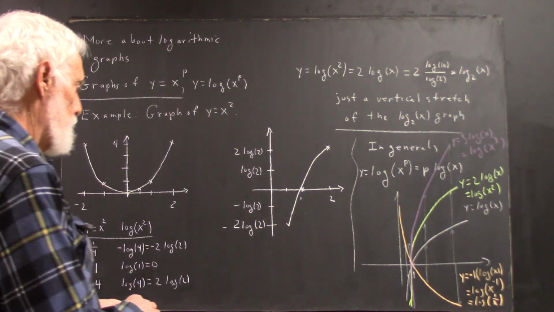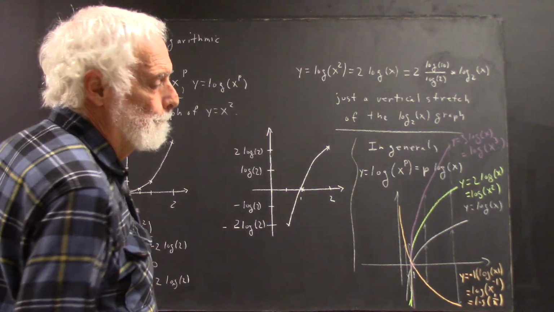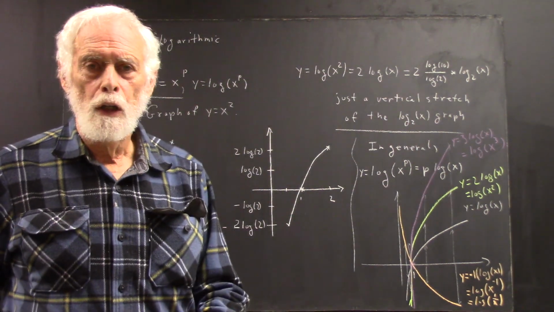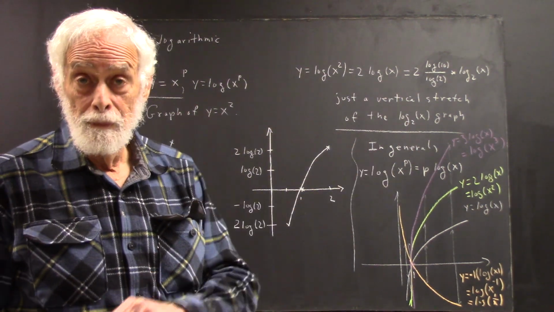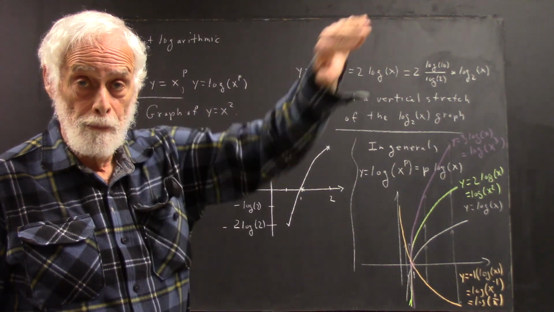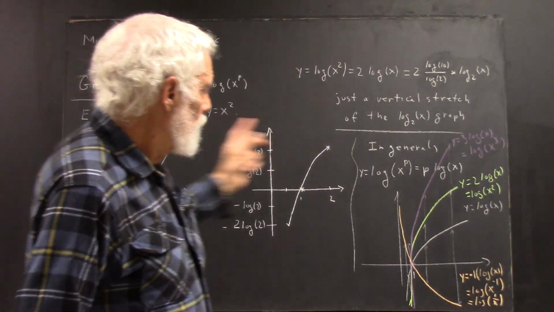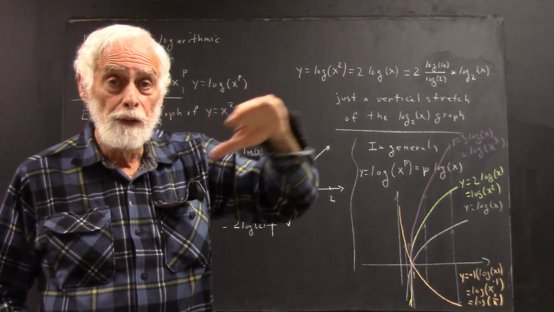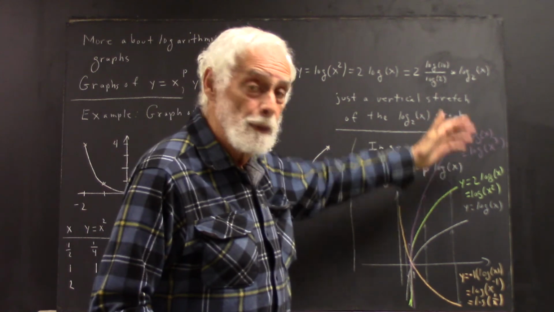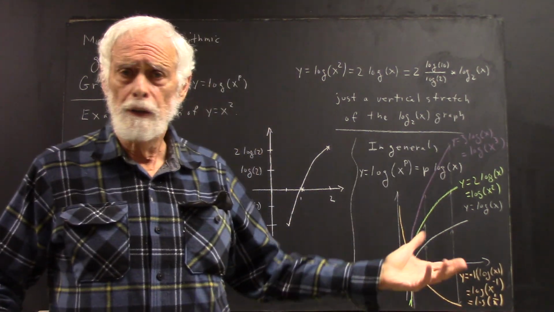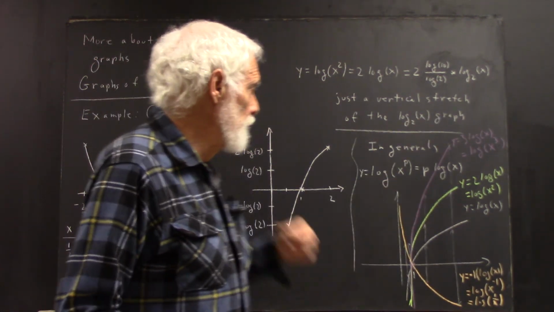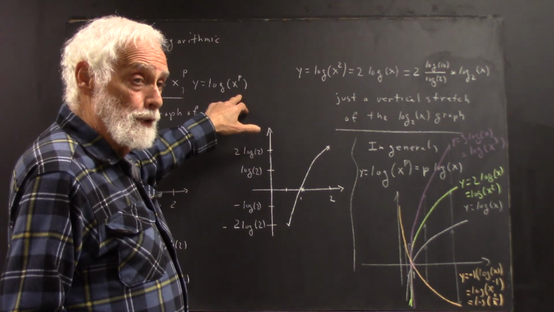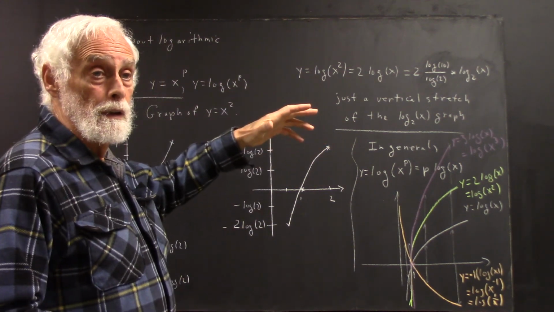Well, you notice that the log of an exponential function always gives you a straight line. The log of a power function, and power functions are all over the place, always gives you a line that's concave downward, has the same shape as a logarithmic graph. Okay? So the log of a power function is just a vertically stretched logarithmic graph.